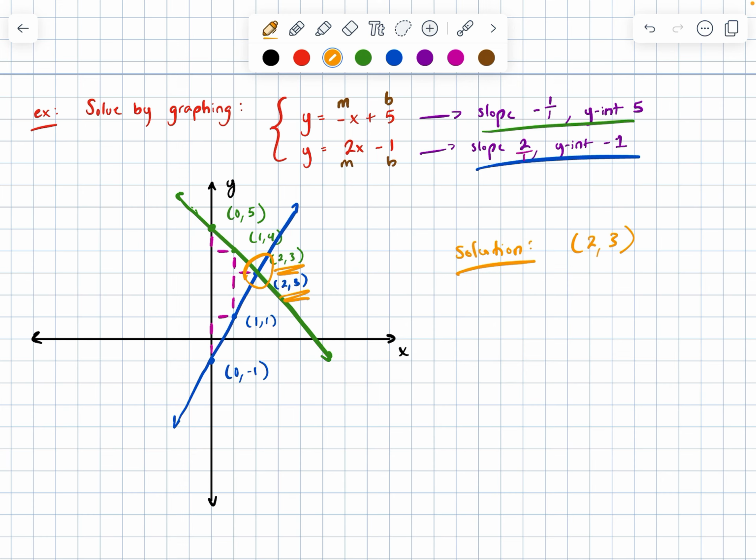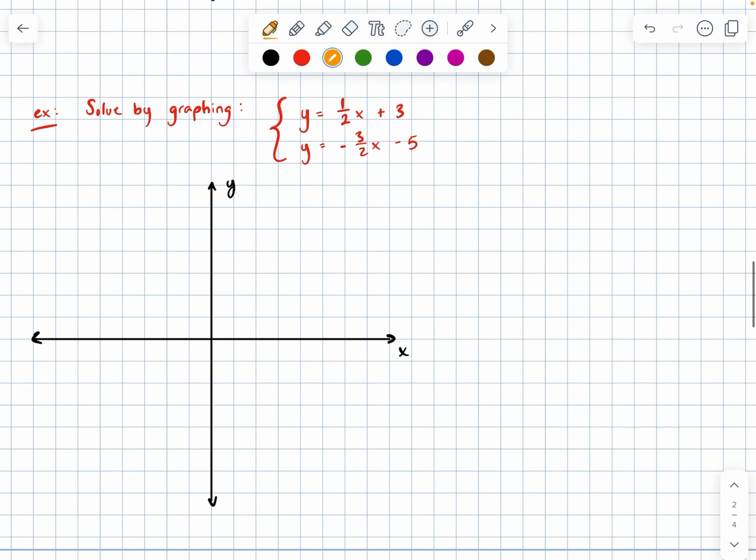Magnificent. Let's try another. Same idea. Take these two equations, y equals 1/2 x plus 3, and y equals negative 3 halves x minus 5. So we want to graph these two equations. We want to find the point on the graph where they intersect.